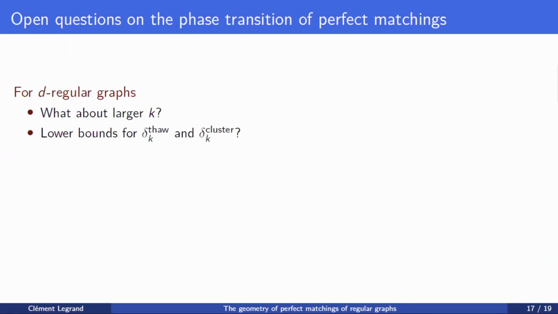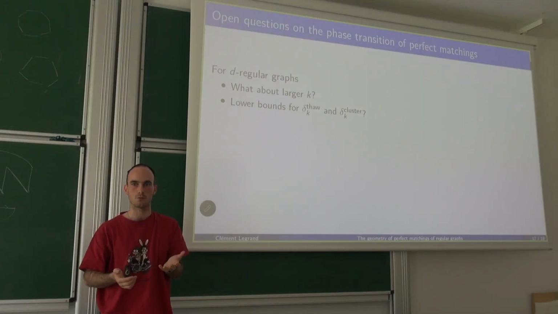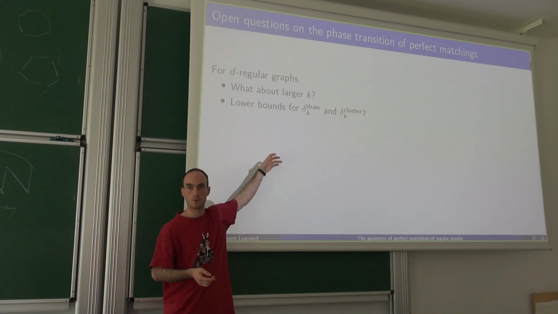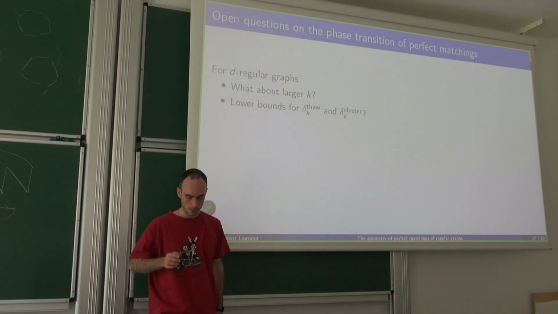So, open questions. What happens for d-regular graphs for larger k? That's the first question. And also the bounds we had for thawing and clustering, if you remember what the graph looked like, it was very non-regular, right? I had this small set of vertices with those cycles inside, and those didn't have the same degree as the other vertices. Same, the three potatoes had very different degrees. So making this construction regular, we did not manage to do so. And so we don't have lower bounds for thawing and clustering for regular graphs. So that's also one direction.